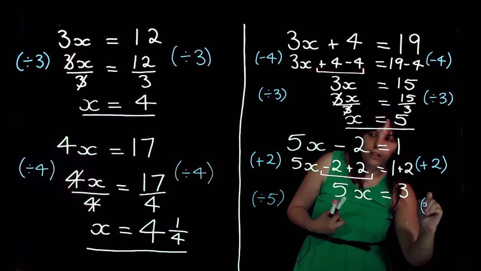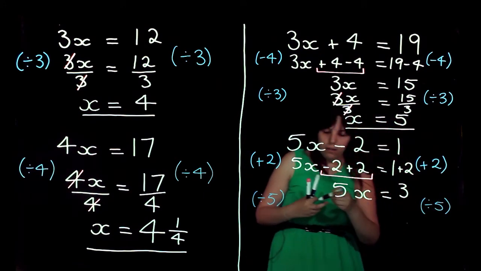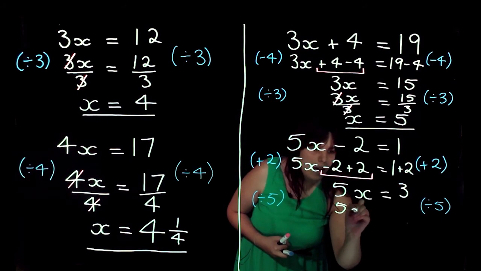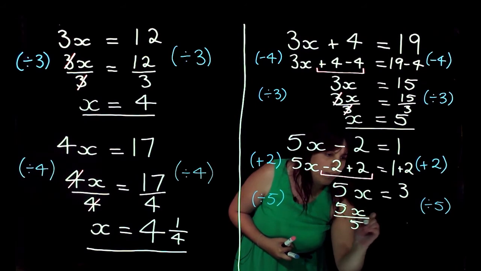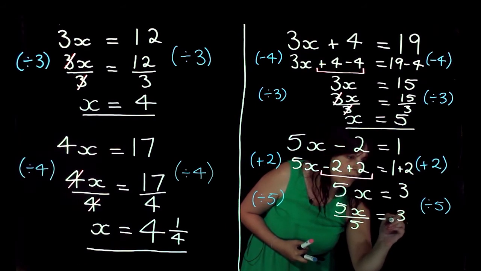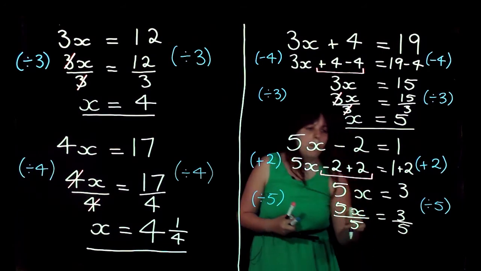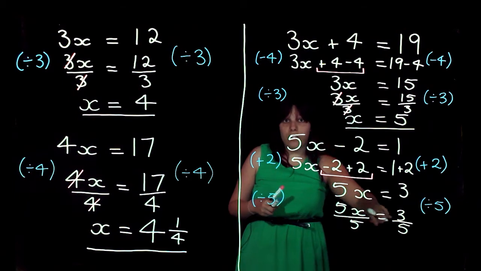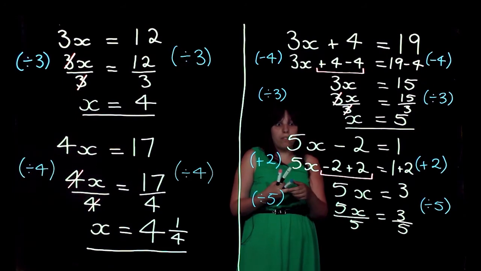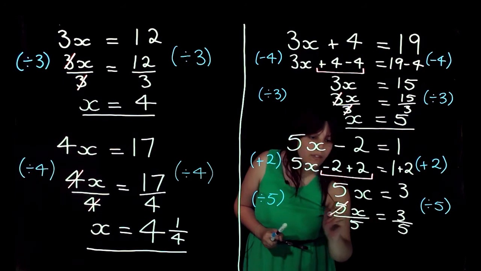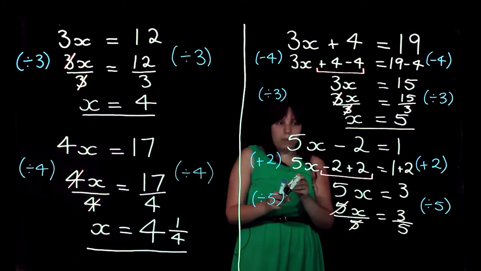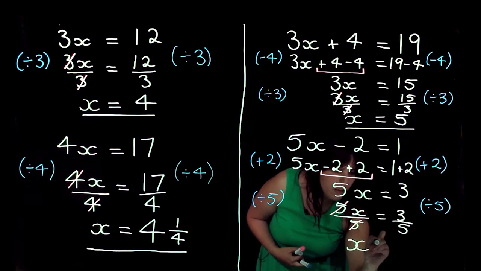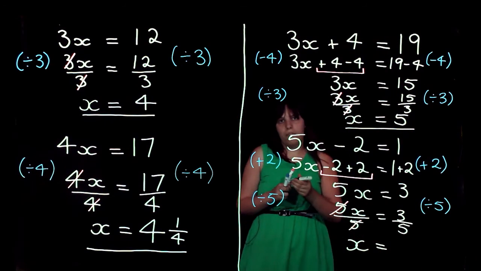So again, do that to both sides. So I've got 5x divided by 5 equals 3 divided by 5. Remember, I'm dividing both sides by 5, which is why I've got my fraction of divide by 5 there. So 5 divided by 5 is just going to give me the 1. So I'm left with 1x, which is what I want. And then 3 divided by 5.